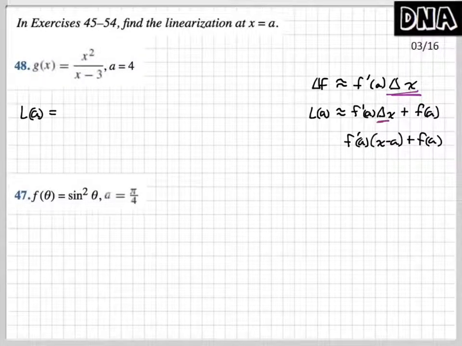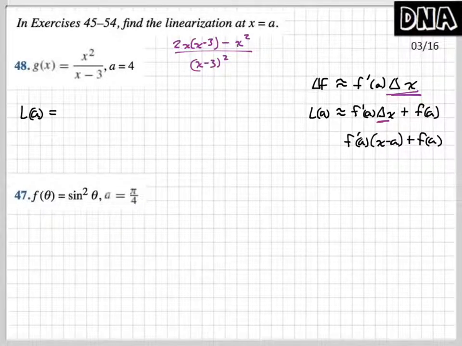That means we have to use the quotient rule. So here we go. We take the derivative of the top, which is x squared, multiply it times the bottom, x minus 3. Then we subtract the derivative of the bottom times the top. The derivative of the bottom is just 1, times the top, which is x squared. And then we put that all over x minus 3, squared.